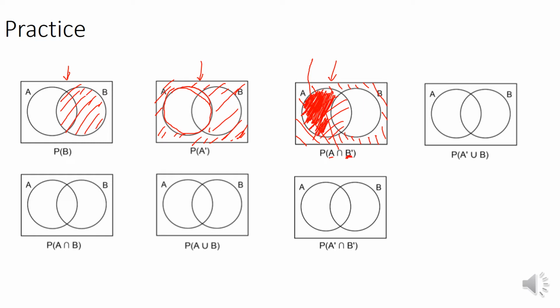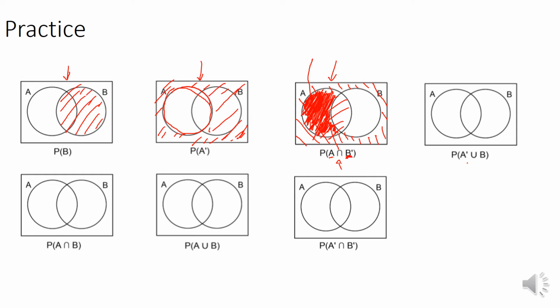So I just thoroughly shade that in. So A intersection not B is this bit here. So it's the bit where A intersects with the not B section. So these sort of ones are where the double cross hatching makes it quite clear which is which.